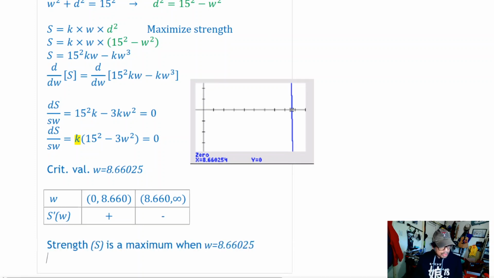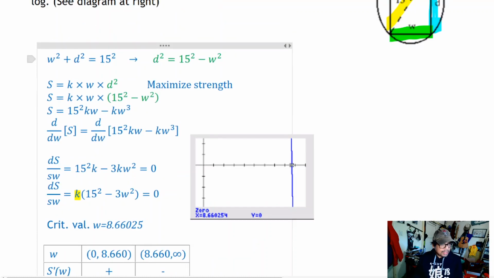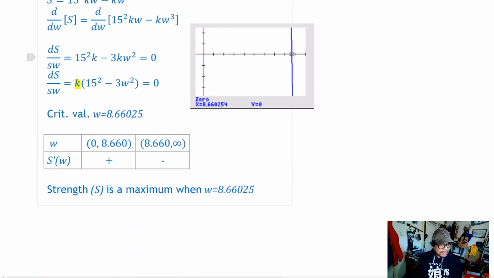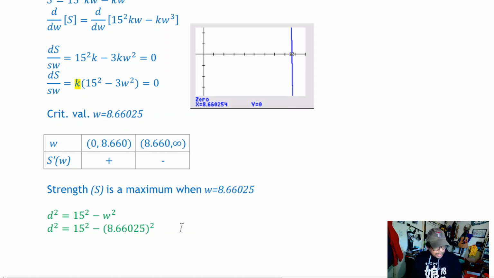The last thing I'll need to do here is find a value of D. And let's take this function right here where D is equal to the square root of 15 squared minus W squared. And we can use that to find our value of D. So D squared is going to be equal to 15 squared minus 8.66025 squared.